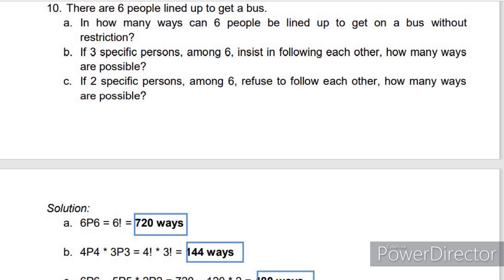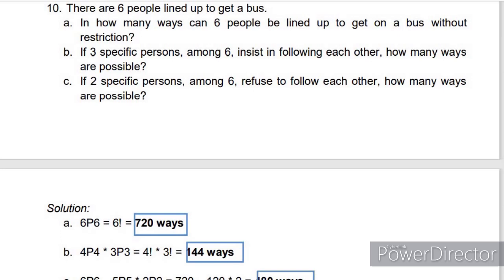Next, letter B. If 3 specific persons among 6 insist on following each other, how many ways are possible? So now, we will consider the 3 specific persons as one person. So the first person is 1, 2, and 3. Next, the second person is 2, 3, and 4. So the third person is 3, 4, and 5. Next, the fourth person is 4, 5, and 6. So we have a total of 6 already.